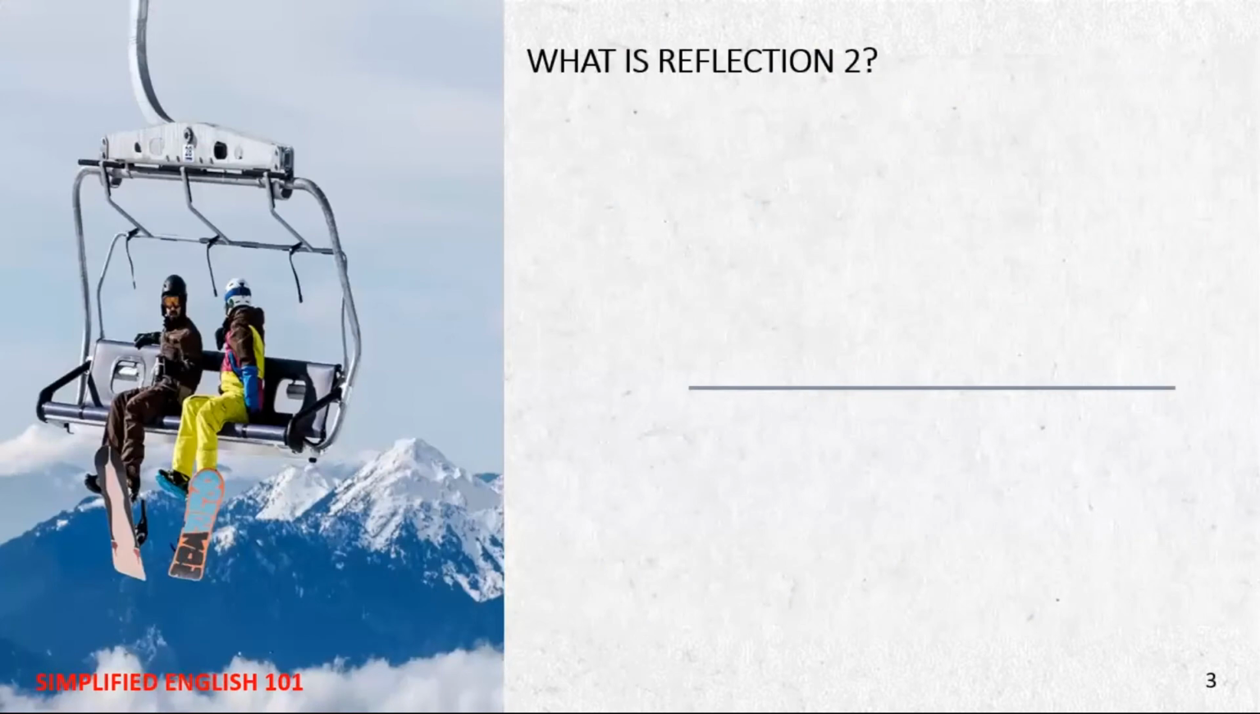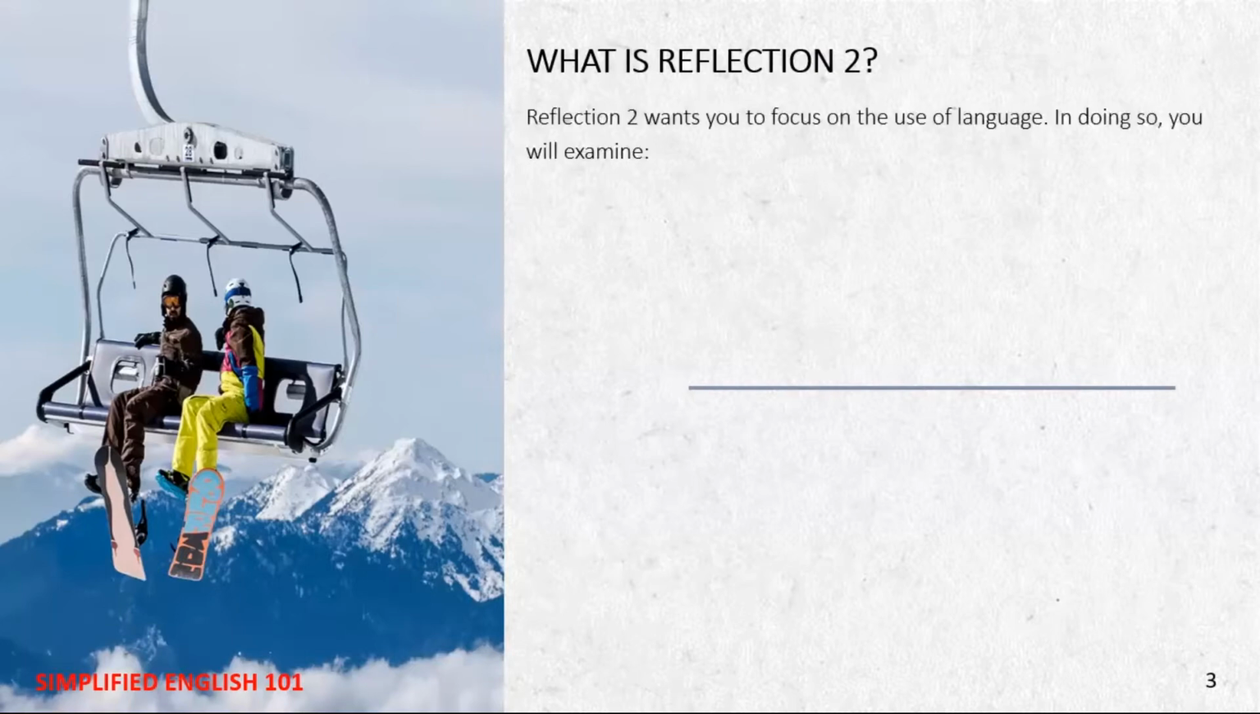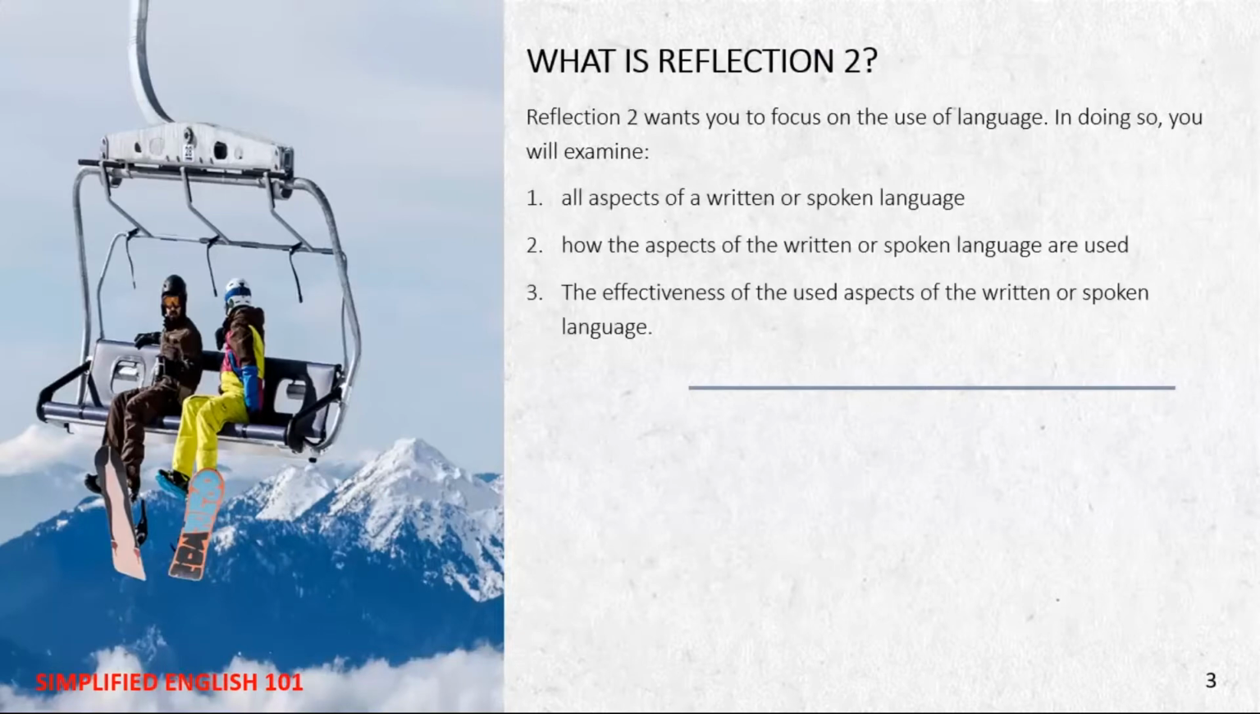The question is, what is reflection 2? Unlike reflection 1, where you are expected to examine what you have learned from the artifacts, its impact on you, among other things, reflection 2 wants you to focus on the use of language. In doing so, you are expected to examine all aspects of a written or spoken language. Rather, all aspects of English language. You are to examine how the aspects of English language, whether written or spoken, are used. And finally, the effectiveness of the used aspects of the language.